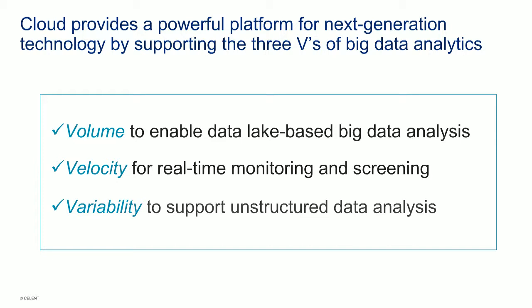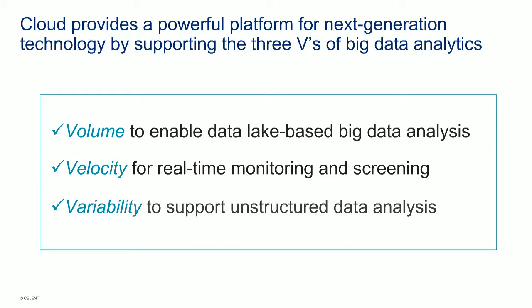The second V, velocity, enables real-time monitoring and screening, and as just mentioned, speed in analysis and response is becoming much more important across the AML value chain. Seamless KYC processes result in less friction in onboarding and an improved customer experience. And again, digital financial services are leading to increased requirements for real-time in AML and KYC processes.